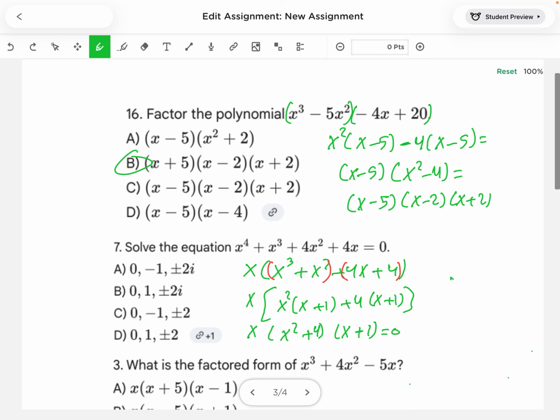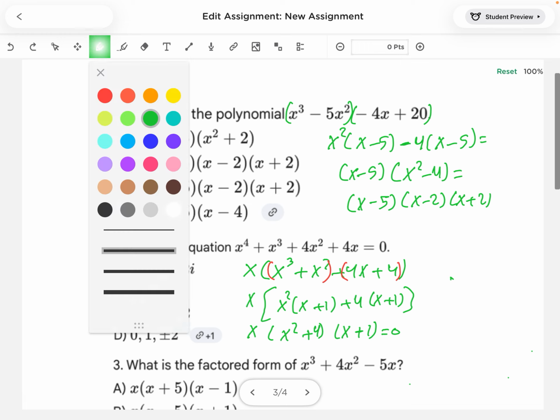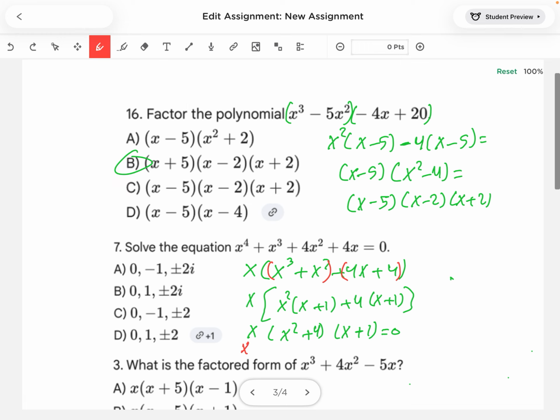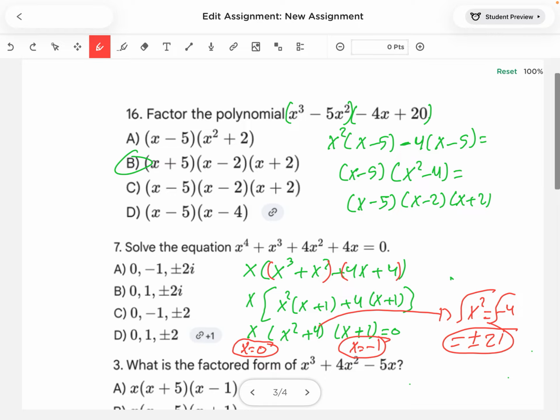1 equals to 0. So we will have, for the first one, x equals 0. For this one, x equals negative 1. And for the middle one, you will have x squared equal negative 4. Take the square root, it will be plus or minus 2i. So 0, negative 1, plus or minus 2i. The answer is A.